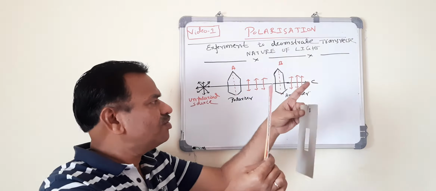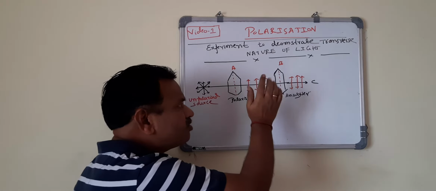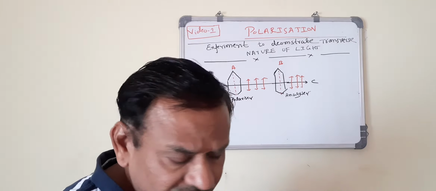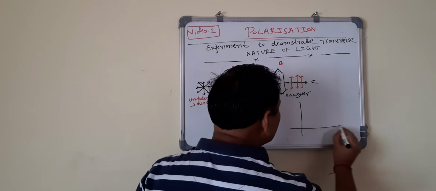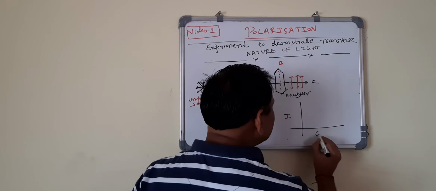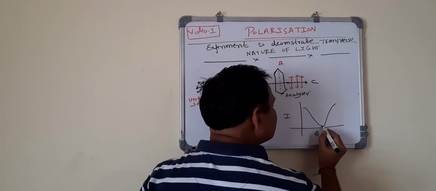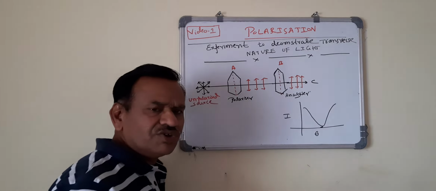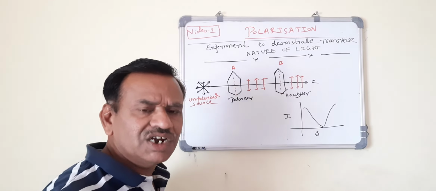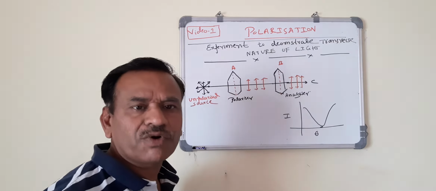In one complete rotation, the intensity of the light coming out through crystal B has 2 times maxima and 2 times minima. This is theta. We should touch this, because at this point the intensity equals 0. 0 degree, 90 degree, 180, 270, 360. It is one complete rotation.